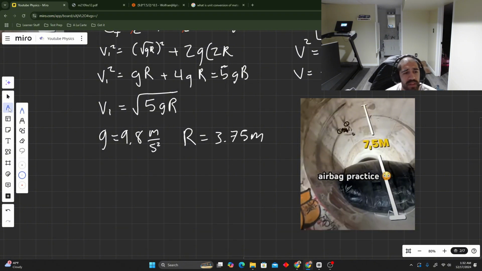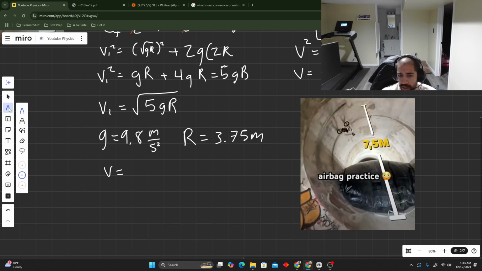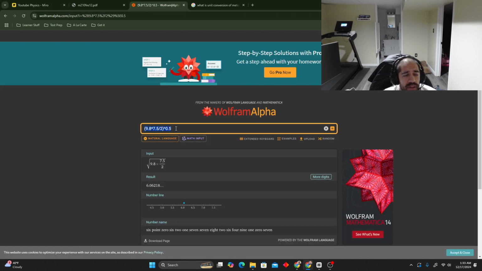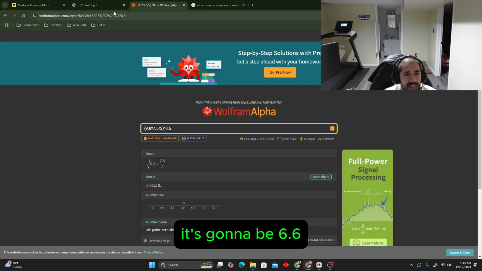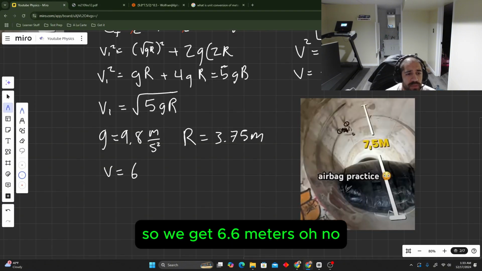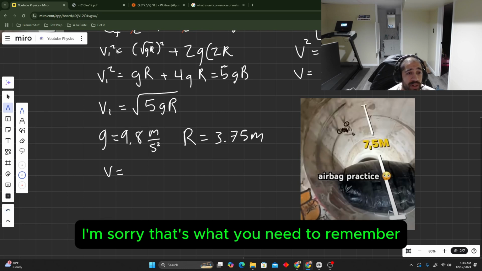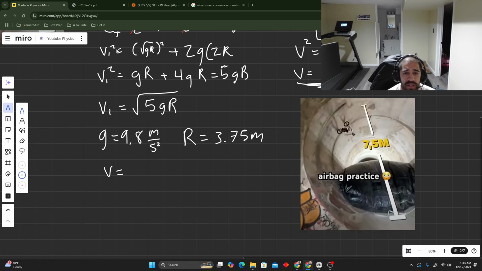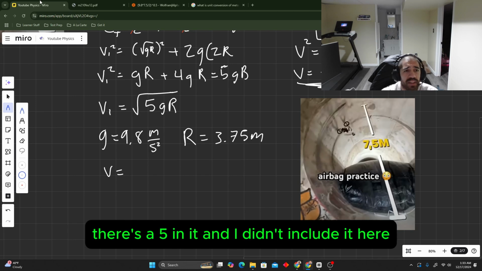Okay, and so if we were to plug this in our handy dandy calculator, we'll do it right here. I already had it preloaded. You can see. Boom. It's gonna be 6.6. So we get 6.6 meters. Oh, no. That's what it was at the very top. I'm sorry, that's what you need. Remember, that's this one. This was 6.06 meters per second.